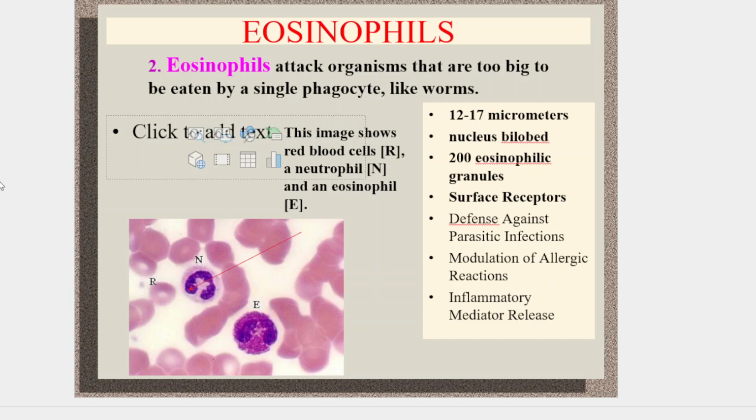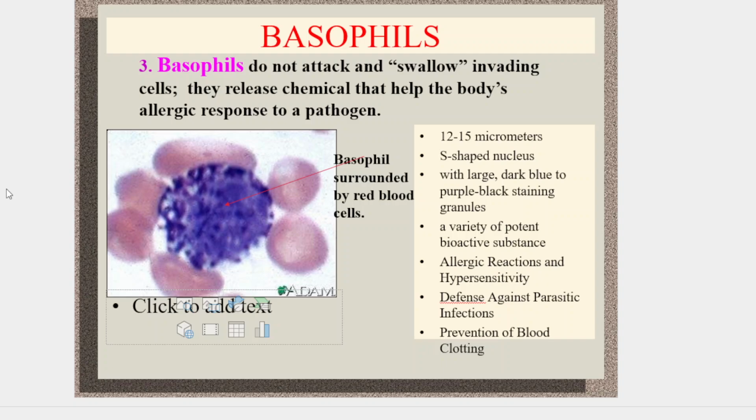Eosinophils are key players in the pathogenesis of allergic diseases, contributing to both the initiation and resolution phases, such as inflammatory mediator release and cytokines. The next cell is basophils.